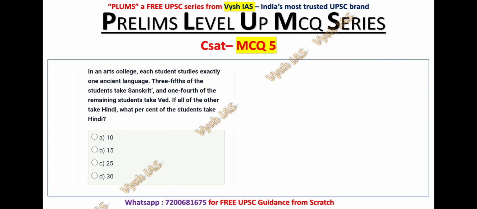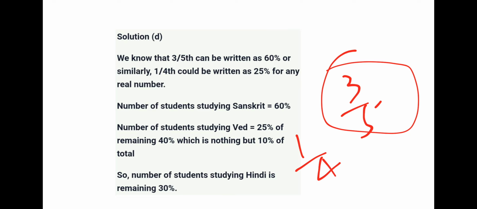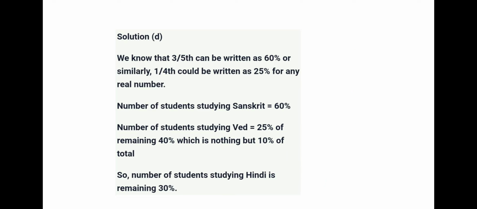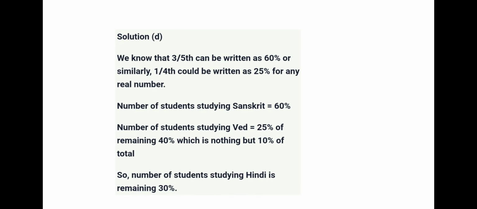Okay. As per the question, we know that 3/5 can be written as 60%. You know, right? 3/5 is nothing but 60%, and 1/4 is nothing but 25%. They have given that the number of Sanskrit students is 3/5, that is nothing but 60%. And 1/4 of the remaining students take Urdu. 1/4 is nothing but 25% of the remaining 40%, which is nothing but 10% of the total. Did you get me?